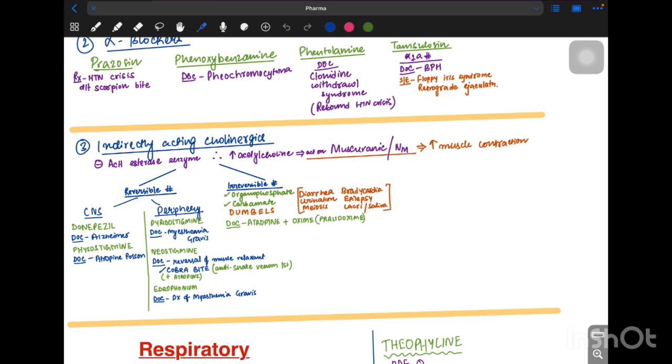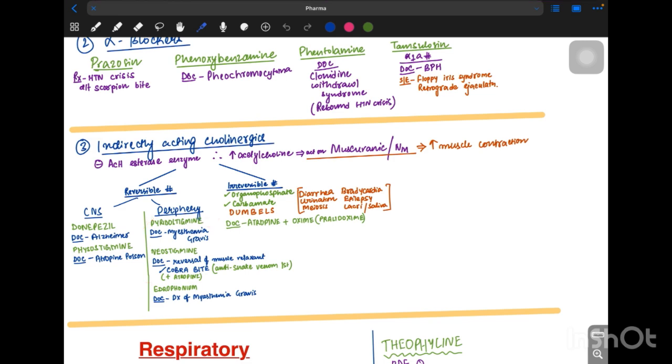The other drug is edrophonium. What is the function of edrophonium? It is used in the diagnosis of myasthenia gravis. So for diagnosis of myasthenia gravis, we use edrophonium, and for the drug of choice for the treatment of myasthenia gravis, we use pyridostigmine. So these two drugs are very, very important.